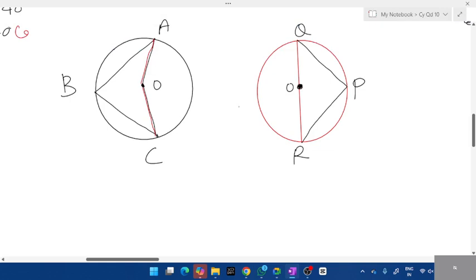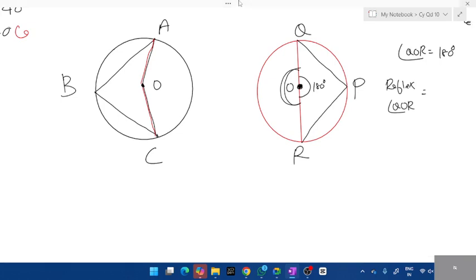QR is straight. Okay, if it is straight, what's the angle formed? 180. How will you write the statement, students? You'll write angle QOR is equal to 180. Then the opposite. What do you call this opposite value? Reflex. Reflex QOR. What is the value of reflex QOR?